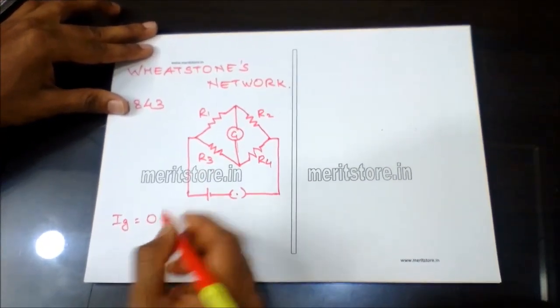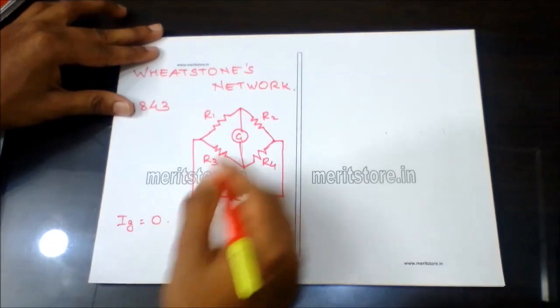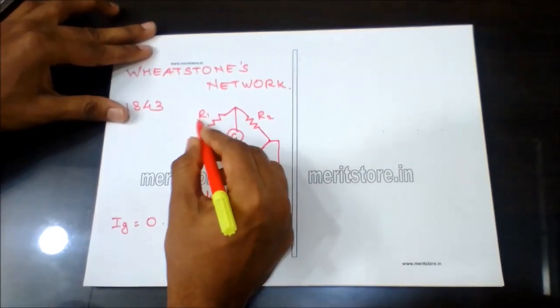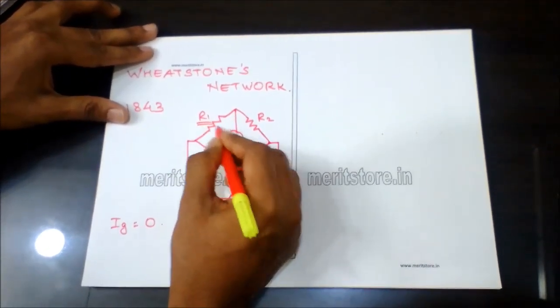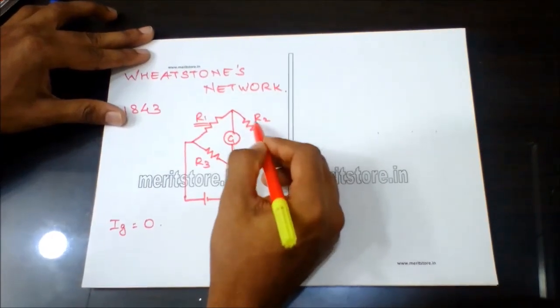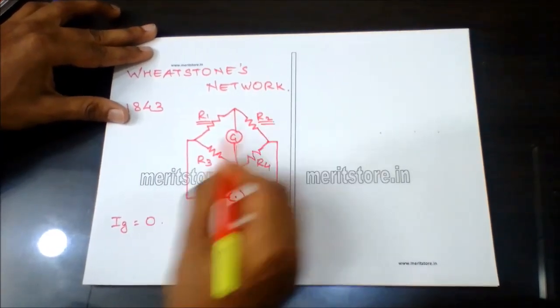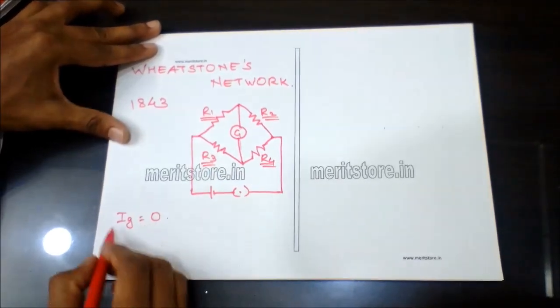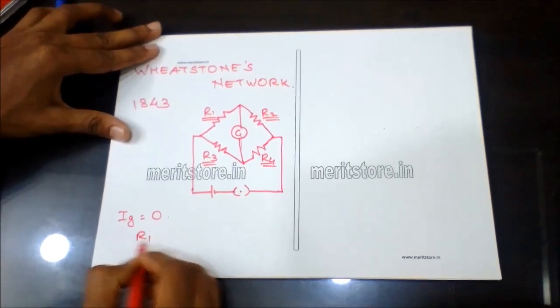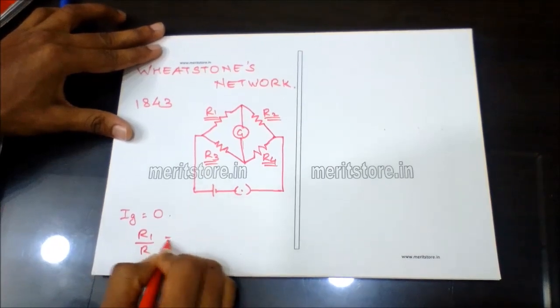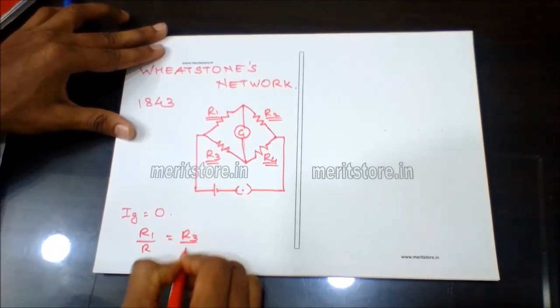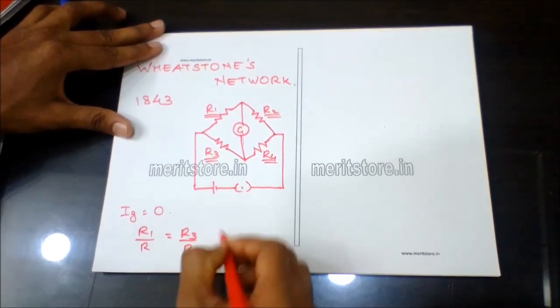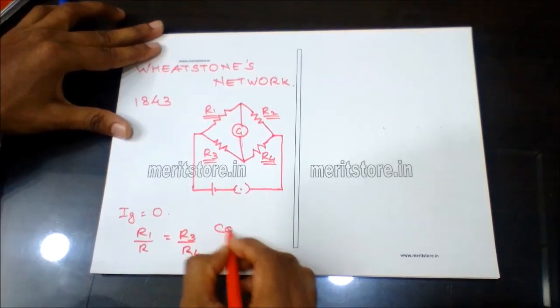When is this condition achieved? This condition is achieved when the value of resistance R1 and R2 is proportionately equal to R3 and R4. The relation is such that R1 upon R2 is equal to R3 upon R4. This is known as the condition of balance.